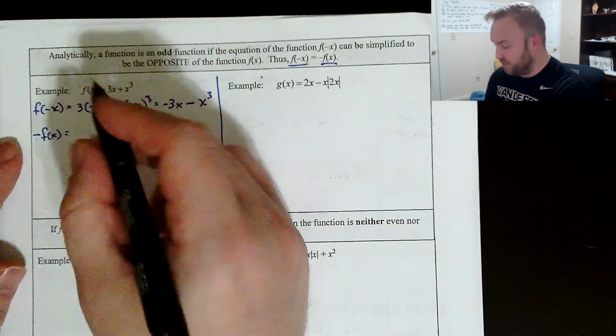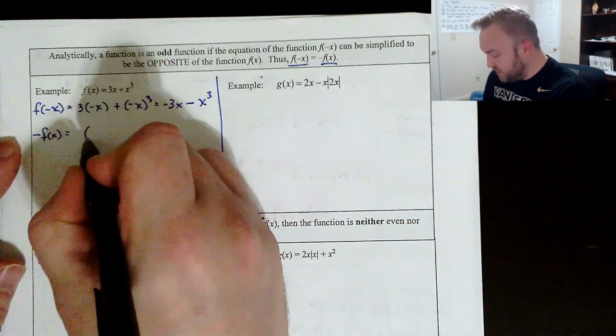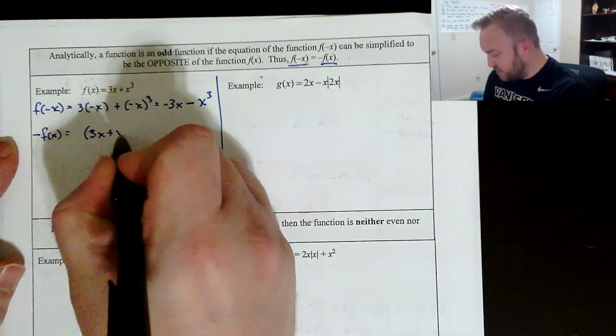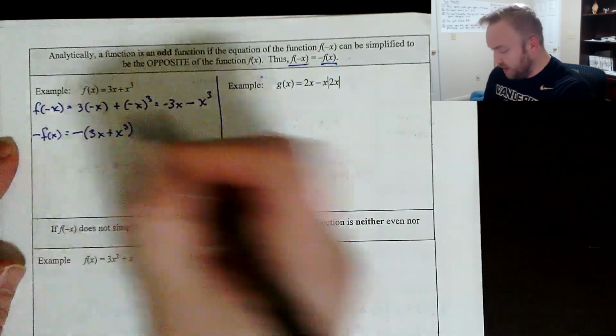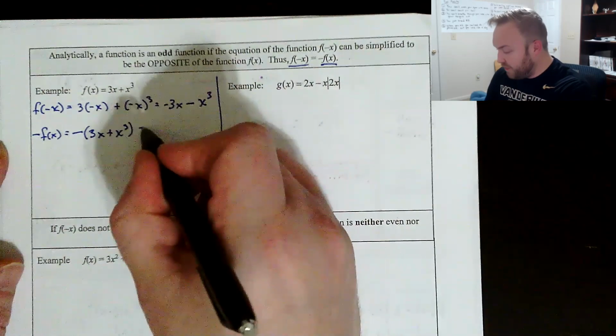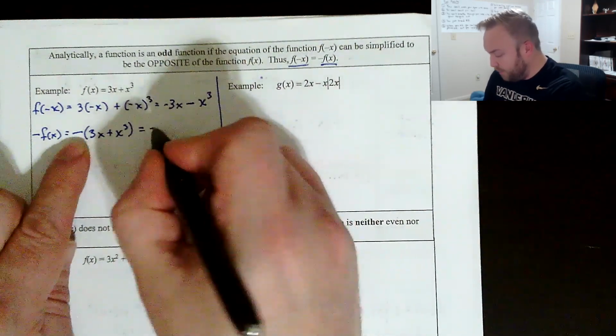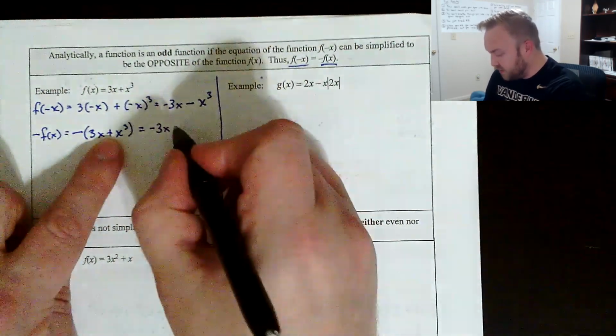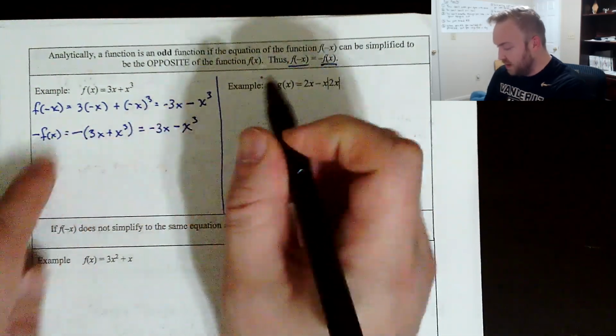Let's find minus f of x, and that's easy. It means we take the whole f of x function and we make it negative, right? Minus f of x. And now if I distribute that negative, I'll have a minus 3x, and the negative 1 times x cubed is minus x cubed.